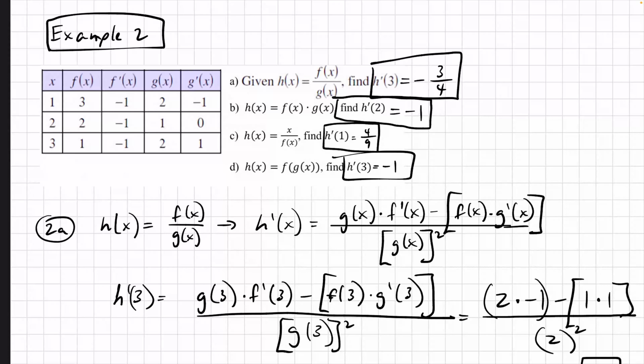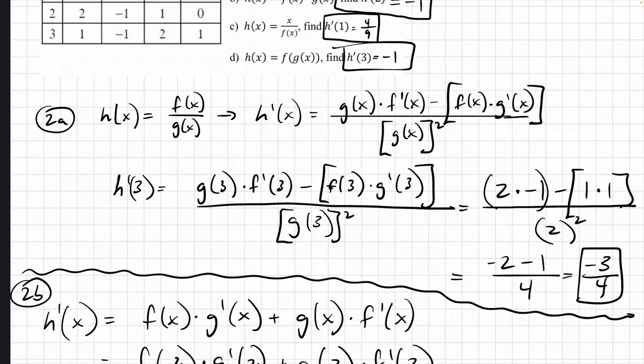Okay. Can you show how you got 8? Right here. Looks like chain or quotient rule. And then I plugged in 3 and then did what I needed to do, multiply, multiply, subtract.